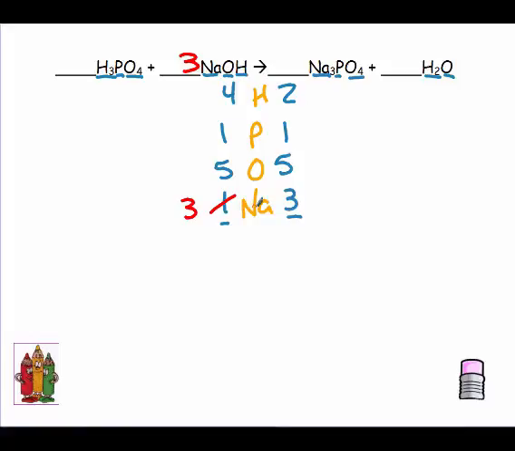So first we put the 3 for sodium, but that's not the only thing that got changed. Our oxygen also got changed. We have 4 plus now 3 gives me 7. And I have 3 plus now 3, or 6 hydrogen.